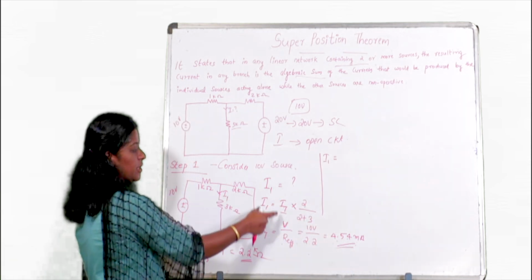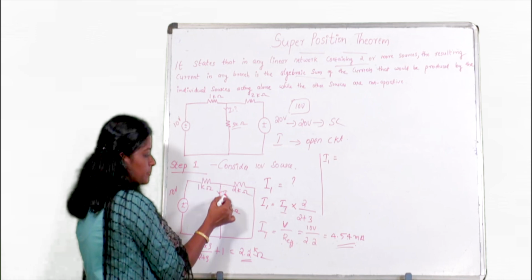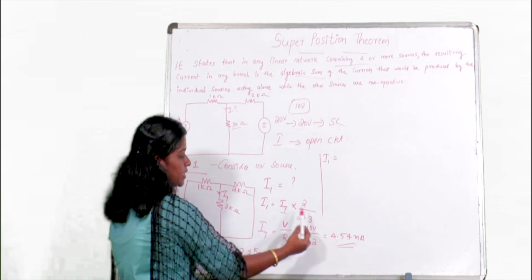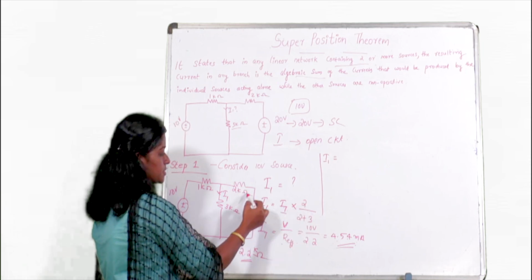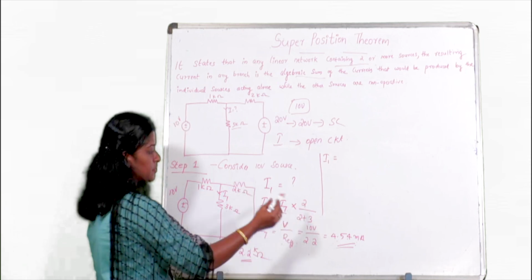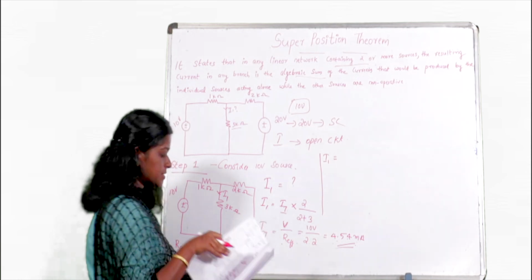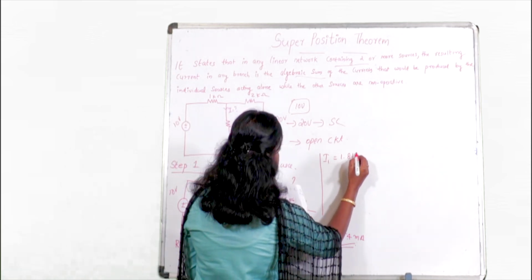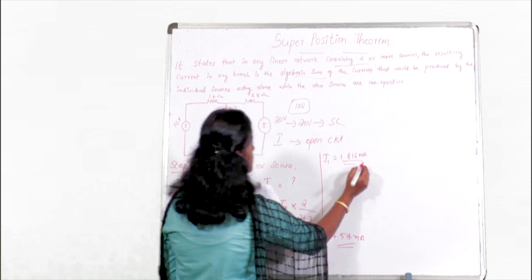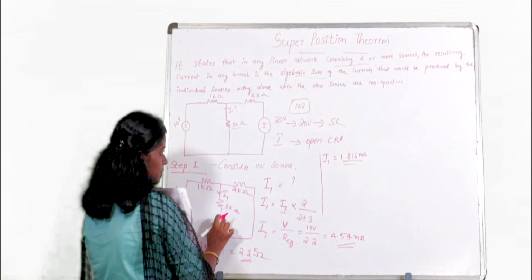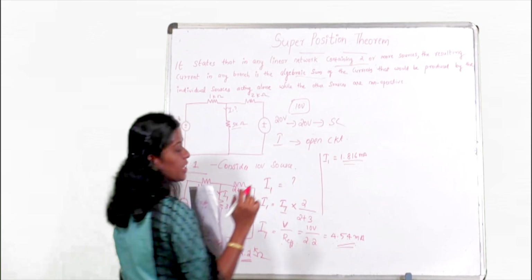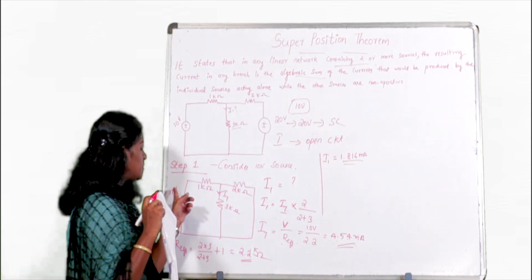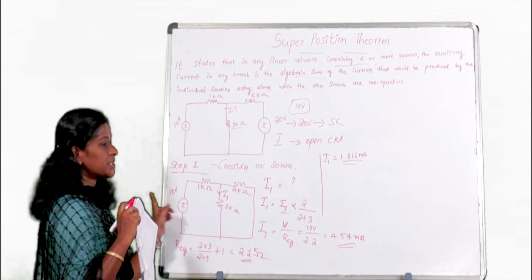Next, we apply the current division rule. I1 is the current flowing through 3 kilo ohm, so it equals the total current times the opposite resistor divided by the sum of the resistors. So you will get I1 as 1.816 milliampere. This is the current flowing through 3 kilo ohm when the 10 volt source is acting.